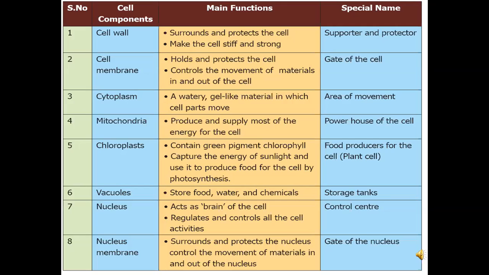Second cell component is cell membrane. The main function of the cell membrane is to hold and protect the cell, and control the movement of materials in and out of the cell. The special name of the cell membrane is gate of the cell. The third cell component is cytoplasm. The main function of cytoplasm is a watery gel-like material in which cell parts move, and the special name of the cytoplasm is area of movement.